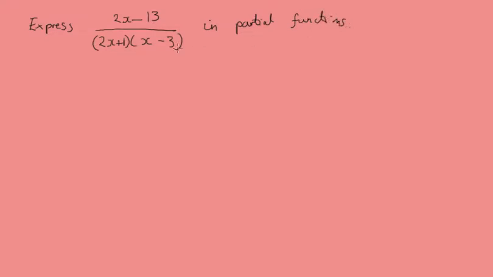So if you have a question in the form, express (2x-13) over (2x+1)(x-3) in partial fractions. We have in our denominator two linear functions, so we know it's going to be of the form A over (2x+1) plus B over (x-3).